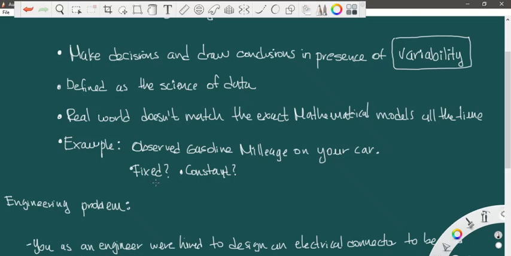If you are driving up a hill, your car will use more gas than if you are driving down the hill, because there are other factors that are working against or in favor of the gas mileage of your car. Those factors are not always constant, so the value for gas mileage is not always constant in your car.